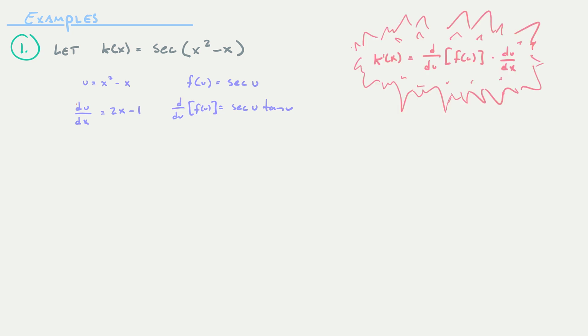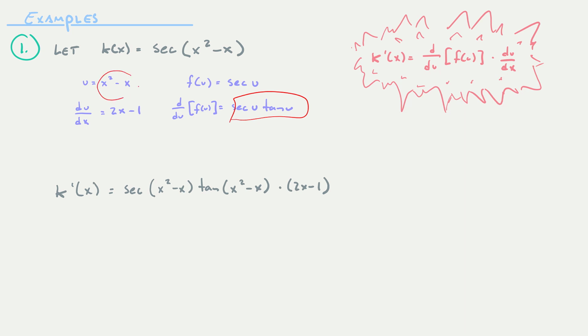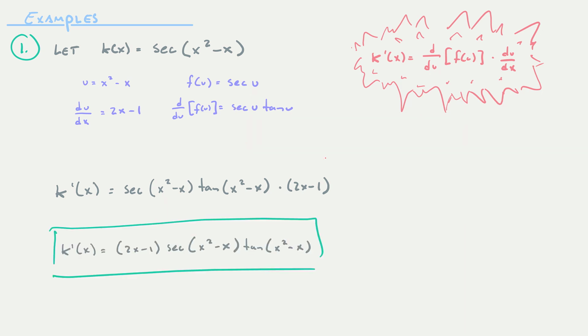Now we want to find k prime. This is the chain rule. It's the derivative of f with respect to u times the derivative of u with respect to x. So I'm just going to do that. I have written this, but I've replaced the u with what it is in terms of x. It's x squared minus x. That's why instead of secant u tangent u, I have secant x squared minus x, tangent x squared minus x. And then I'm just going to multiply by du dx, 2x minus 1. And then I'm done. I rewrote it a little bit to make it look a little bit nicer, but that is the derivative.